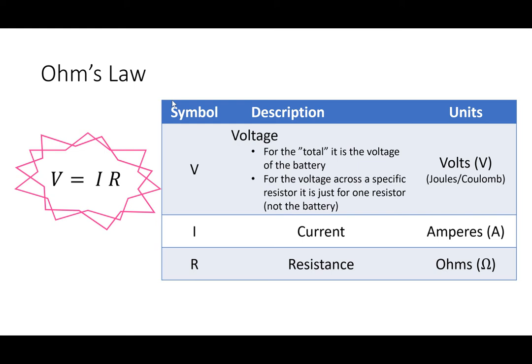Now, if you're talking about the total for this entire system, the voltage you're talking about is the battery voltage. But if you're looking at an individual resistor, just one within the group, the voltage that you get is going to be just for that single resistor. I continues to stand for current, which is in amperes, and R stands for resistance in ohms.